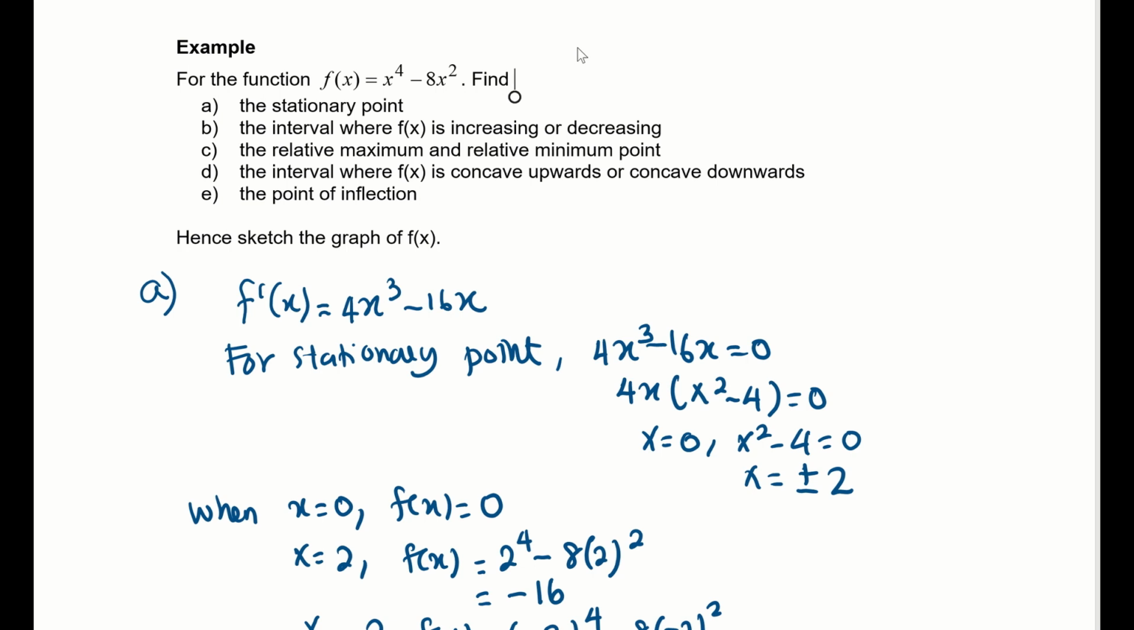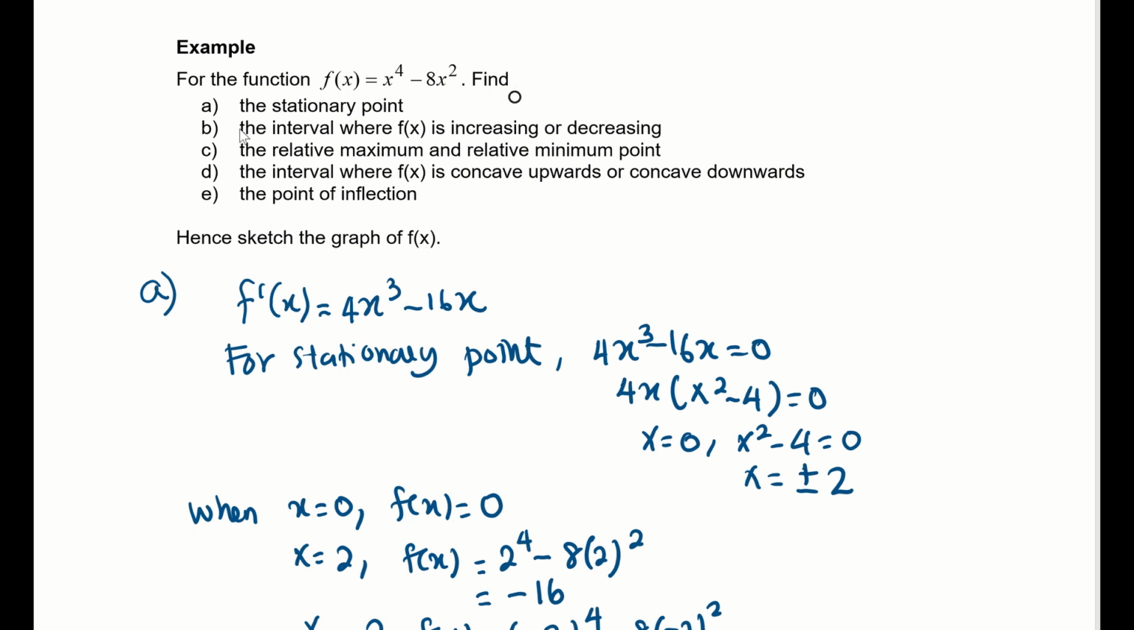Okay, now we continue with the next example. For the function f(x) equals x to the power of 4 minus 8x squared, find A. the stationary point, B. the interval where f(x) is increasing or decreasing, C. the relative maximum or relative minimum point, D. the interval where f(x) is concave upward or concave downward, E. the point of inflection, and hence sketch the graph of f(x).